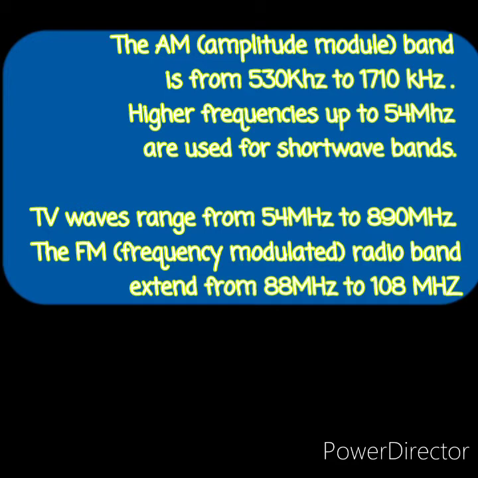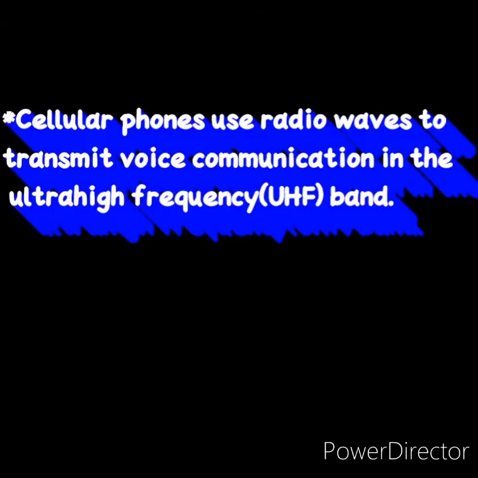Higher frequencies up to 54 MHz are used for short wave bands. TV waves range from 54 MHz to 890 MHz. The FM, frequency modulated, radio band extends from 88 MHz to 108 MHz. Cellular phones use radio waves to transmit voice communication in the ultra-high frequency or UHF bands.